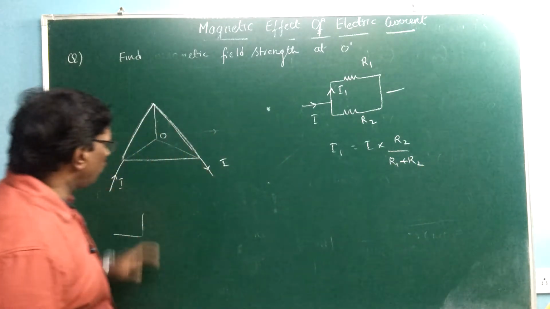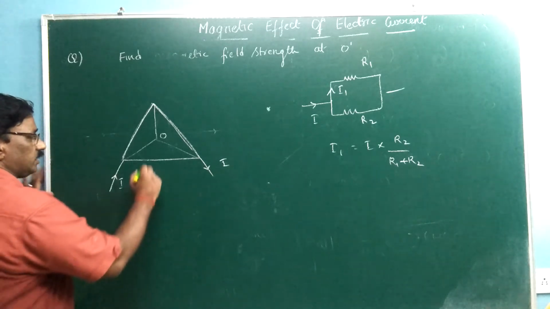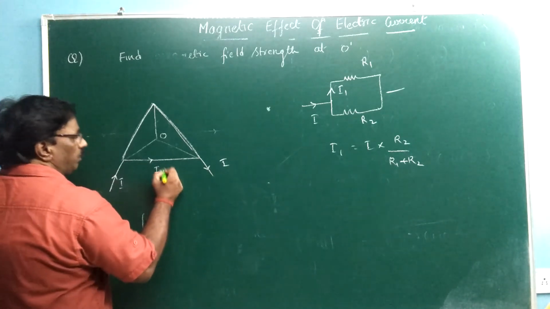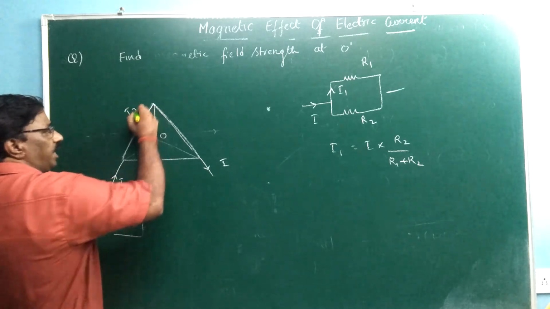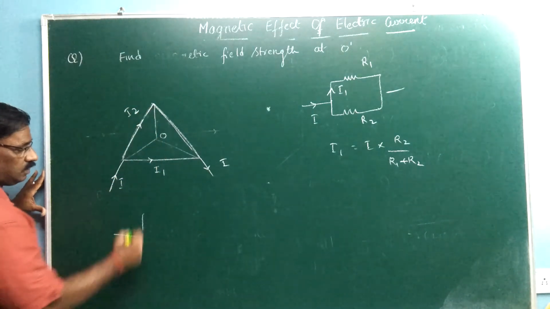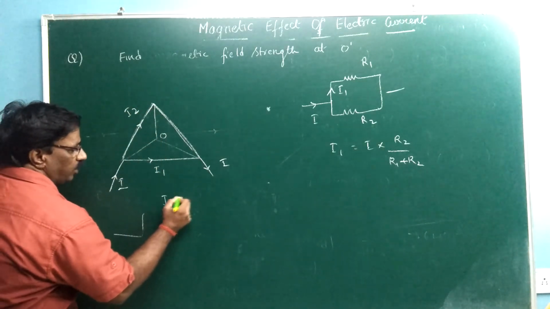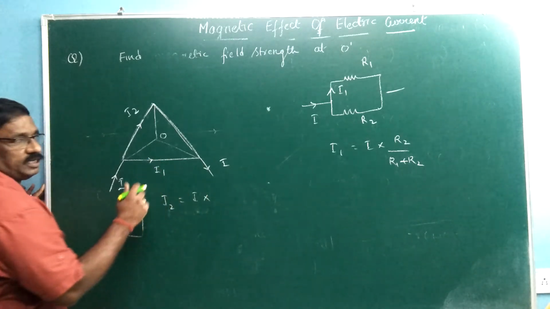Remember, similarly I want to calculate current. Through this let it be I1, through this let it be I2. So what is I2 then? If I is the total current, I2 equals I into opposite resistance.